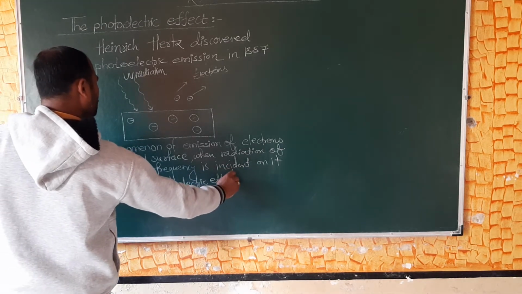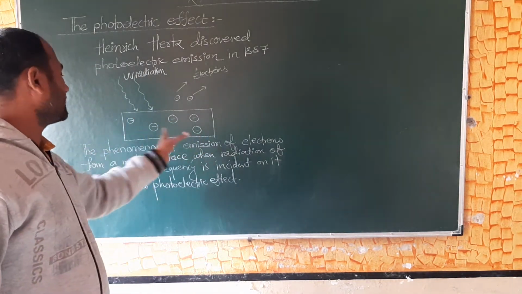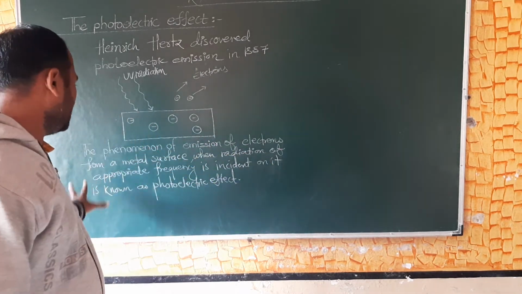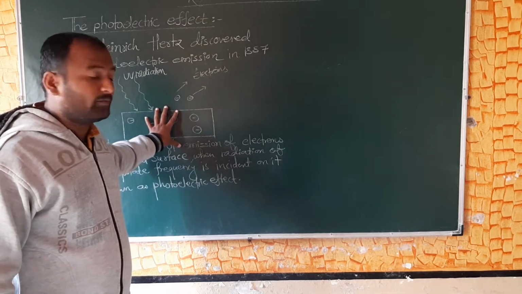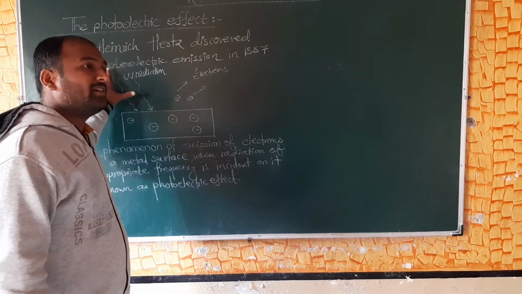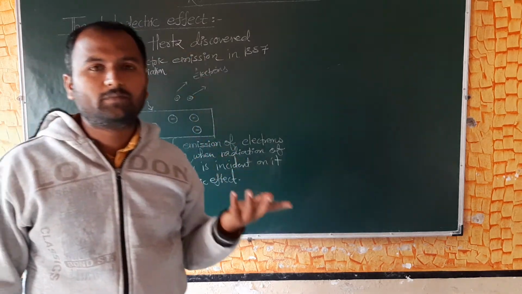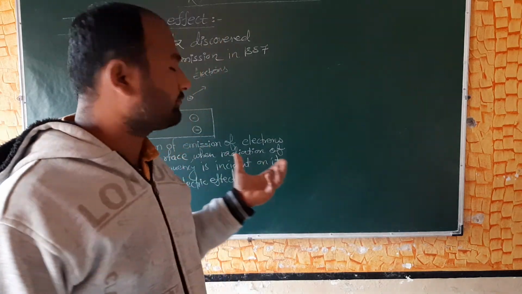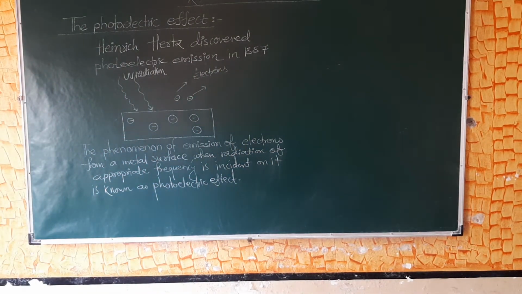Let's open the photoelectric effect. So the phenomenon of emission of electrons from metal surface when radiation of appropriate frequency is incident on it is known as photoelectric emission. This is a metal surface. Whenever the appropriate radiations are falling on that surface, then some electrons are ejected from the metal surface. This is known as photoelectric emission. It is just the emission of the electrons.